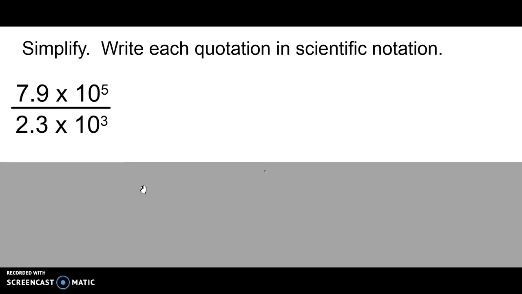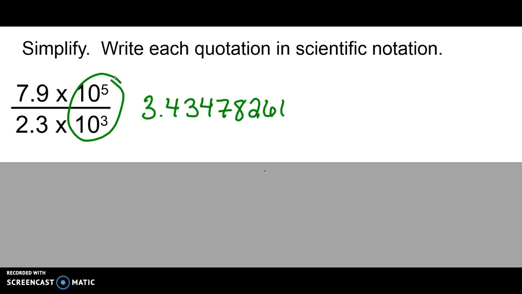Let's look at the next problem. I have 7.9 times 10 to the fifth divided by 2.3 times 10 to the third. Break it apart into two problems. Do the numbers first. If you take 7.9 divided by 2.3, you get 3.43478261.